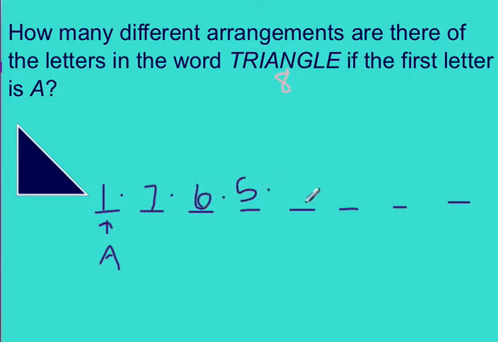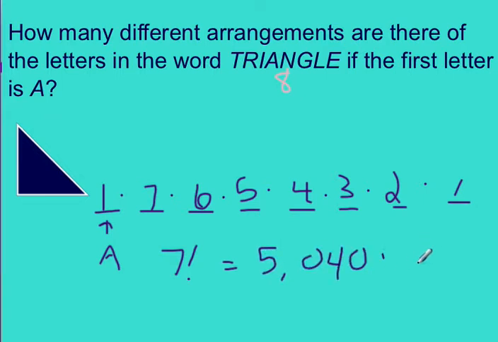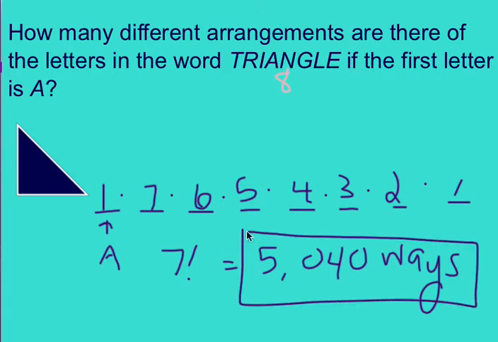So this is really the same as the previous problem, except it's only going to be 7 factorial instead of 8 factorial because we picked that first spot as A. So 7 factorial, 7 times 6 times 5 times 4 times 3 times 2 times 1 is going to give us 5,040 ways. So that's your final answer for number 3. Now let's take a look at number 4.